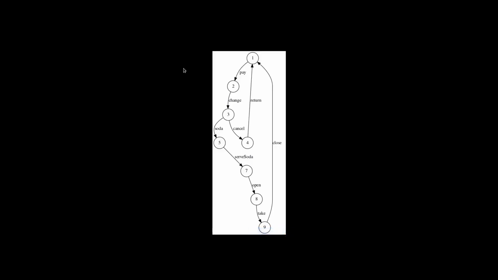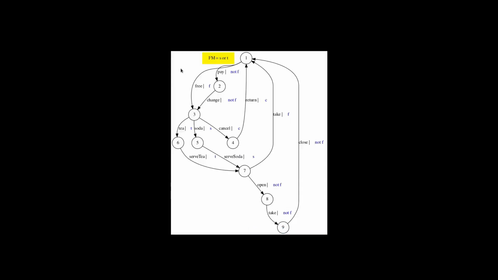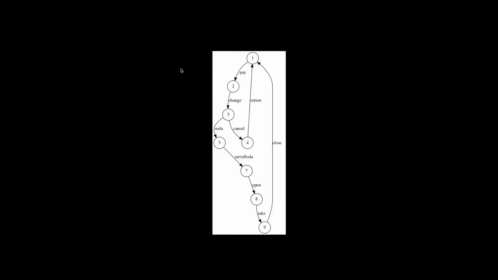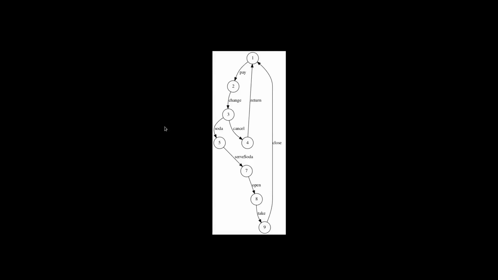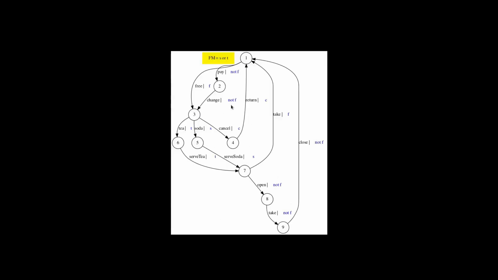For example, this is the labeled transition system derived from the previous FTS, where we decided to select the feature S, which stands for soda, and C, which stands for cancel. So we have a vending machine which distributes soda, and an order can be cancelled. And we can see that all the transitions about serving tea are removed, and also all the transitions concerning the free distribution of the drink.